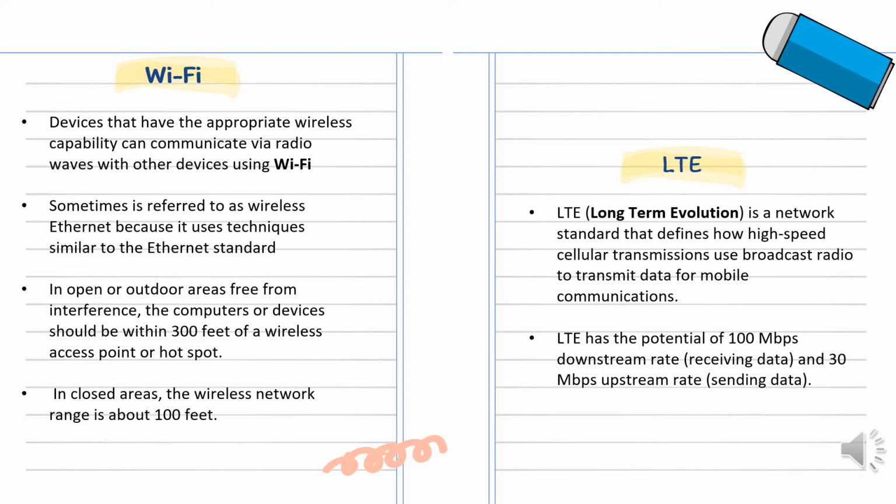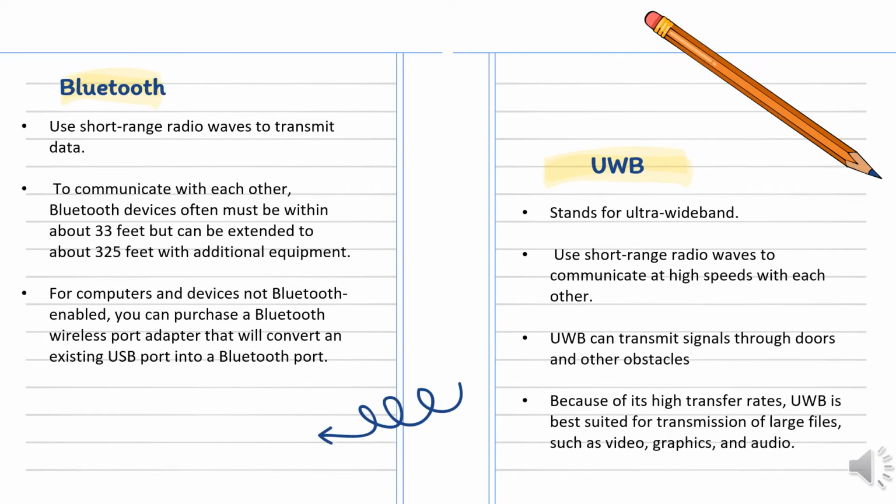Next, UWB. UWB stands for Ultra Wideband. It uses short-range radio waves to communicate at high speeds with each other. UWB can transmit signals through doors and other obstacles. Because of its high transfer rates, UWB is best suited for transmission of large files such as video, graphics, and audio. Ethernet. Ethernet currently is the most popular network standard for LANs, which stands for Local Area Network.